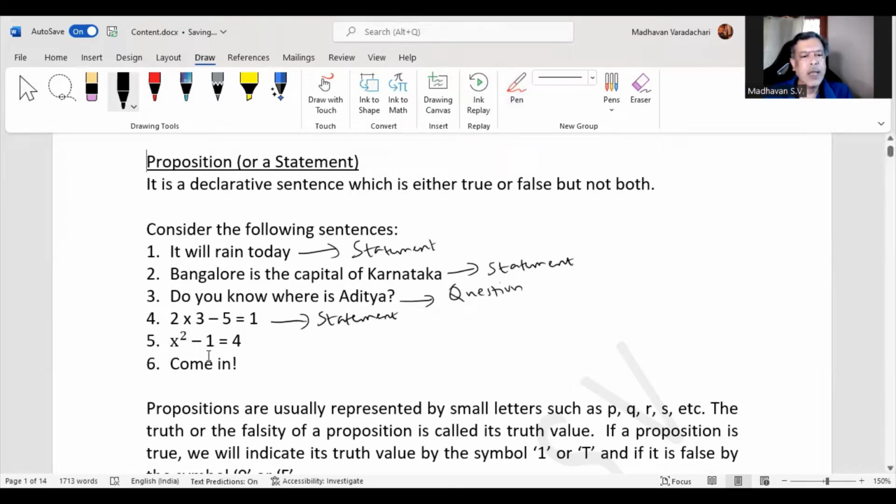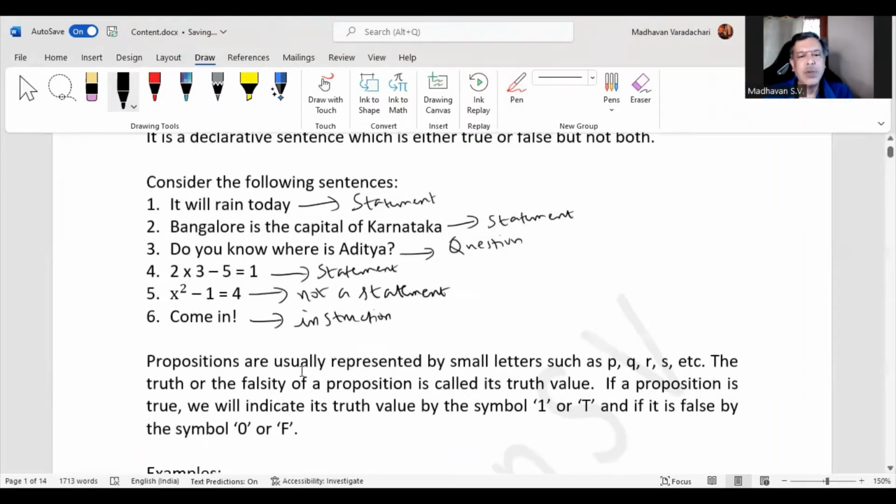Here, x square minus 1 equal to 4. Depending on the value of x, it can change. The truth value or the false value will change. Whether it is true or false will change. So it is not a statement. "Come in" is not a statement or not a proposition. It is basically an instruction, or you can say it is an order.